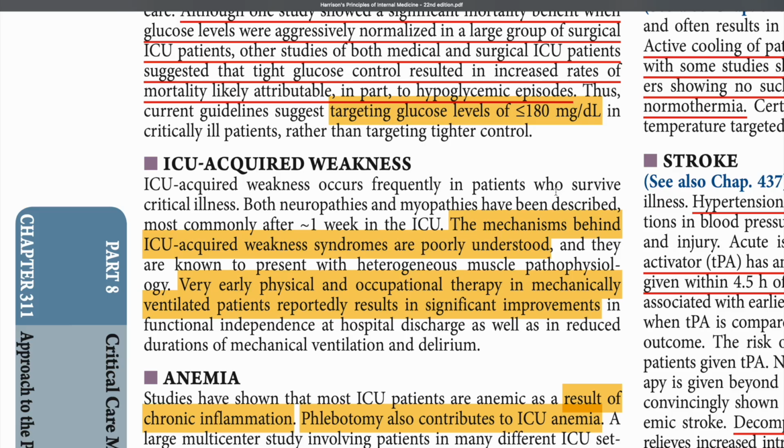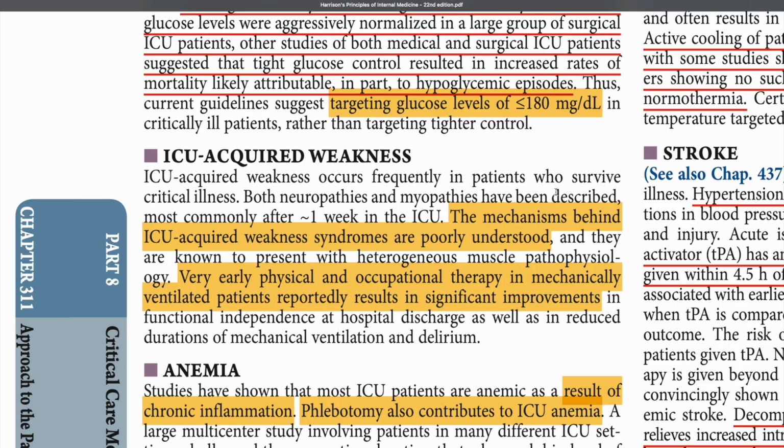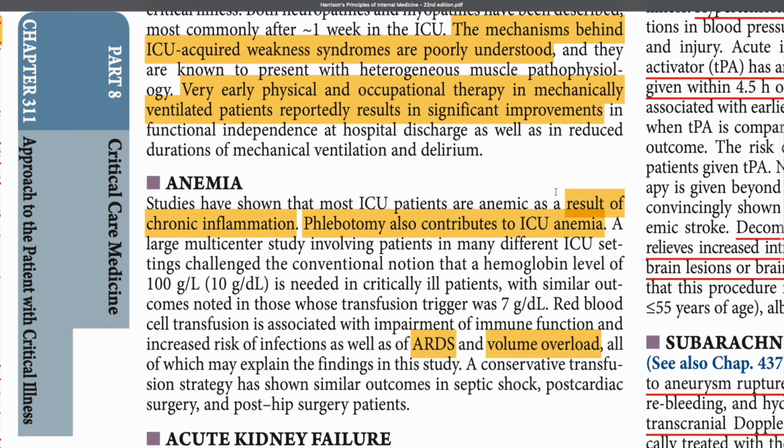Then ICU acquired weakness. Obviously, all ICU patients will have myopathies and such. So early physical and occupational therapy in mechanically ventilated patients can improve that weakness. Then anemia, which is a result of chronic inflammation, and also there will be frequent phlebotomy happening in ICU, so that's also a factor for anemia.